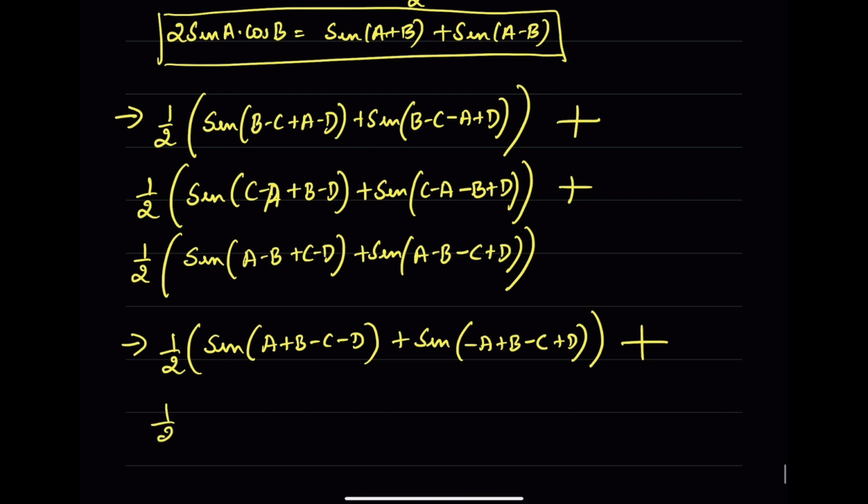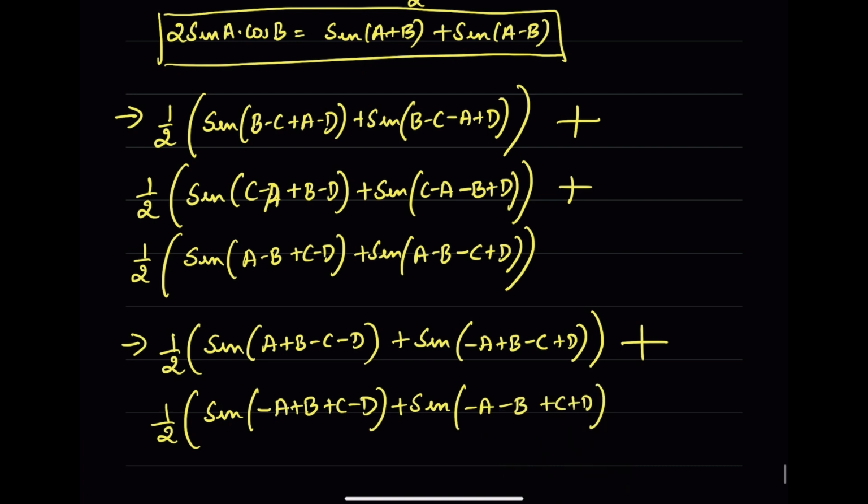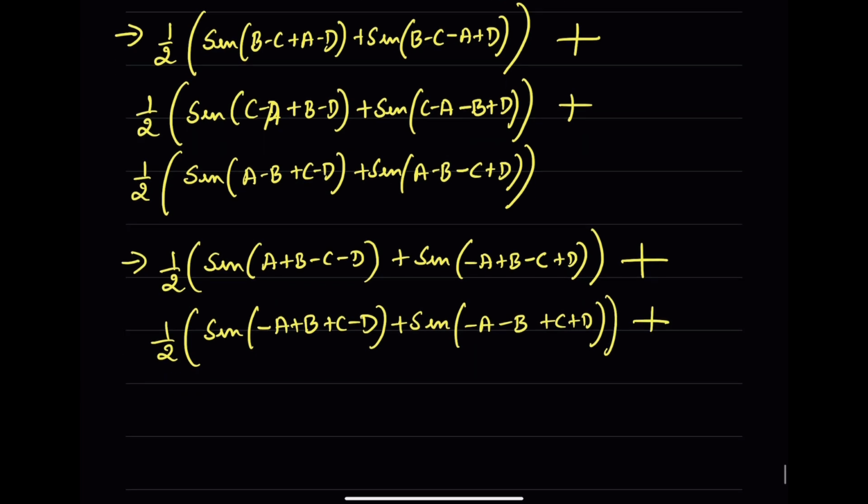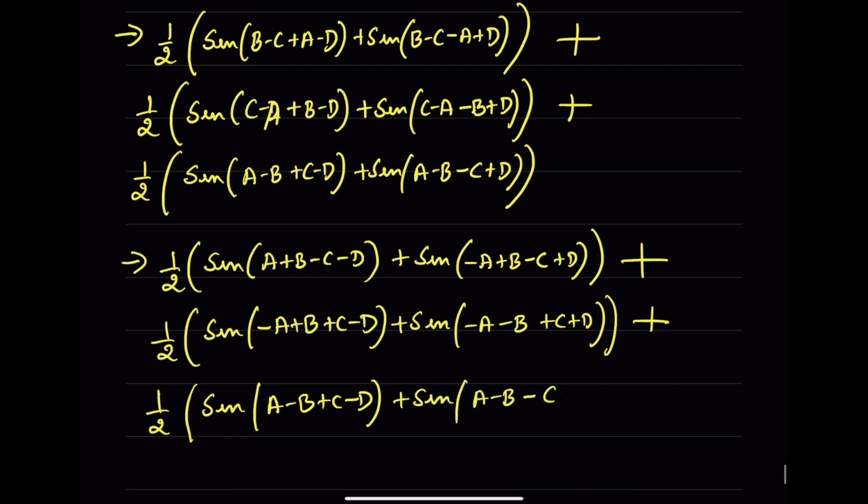Then the second term would be 1 by 2 times sine of minus a plus b plus c minus d plus sine of minus a minus b plus c plus d. Okay, then the last term would be sine of a minus b plus c minus d plus sine of a minus b minus c plus d.